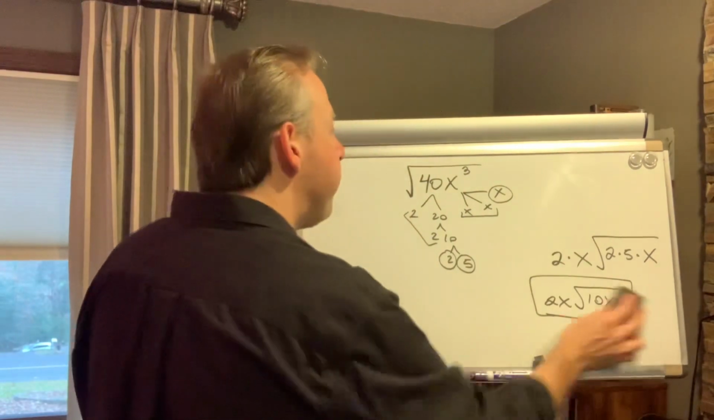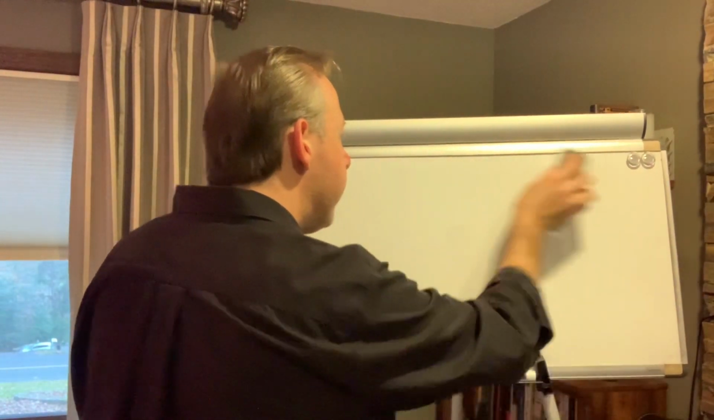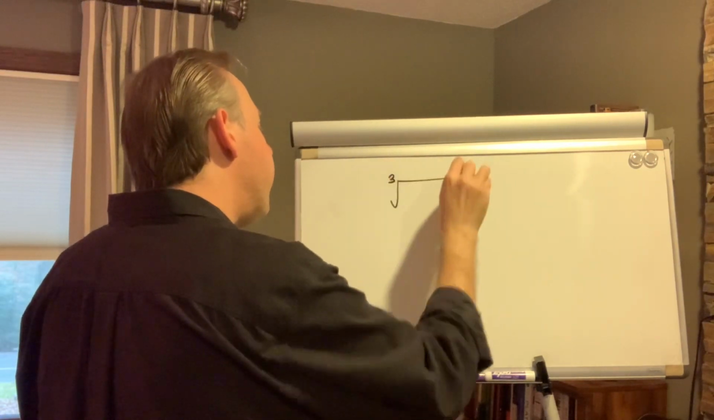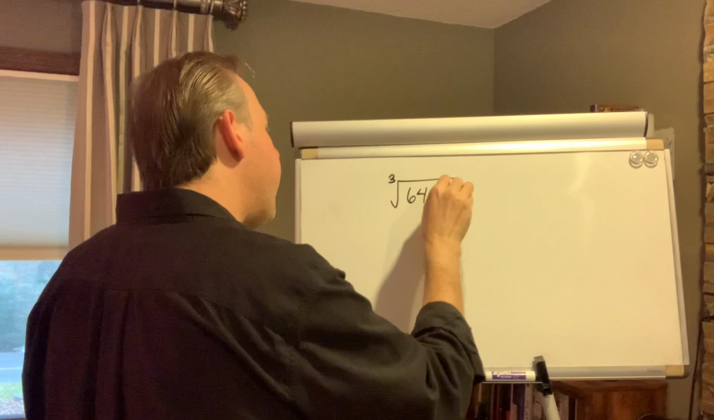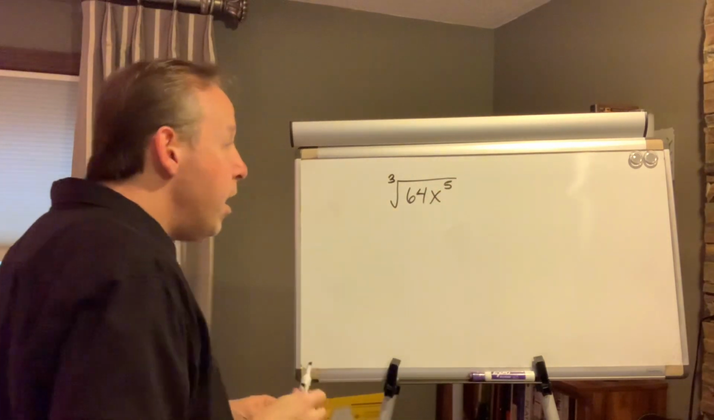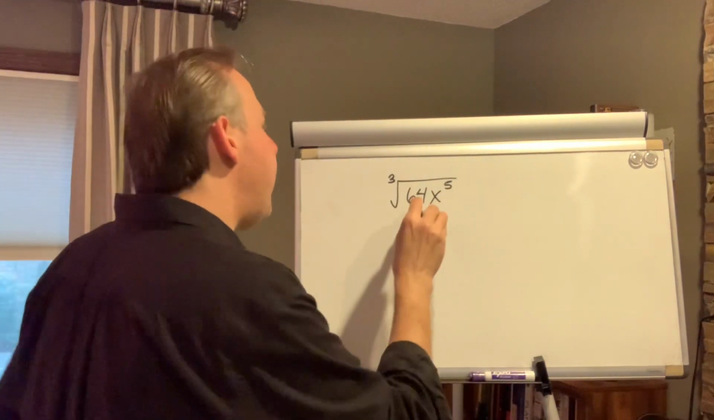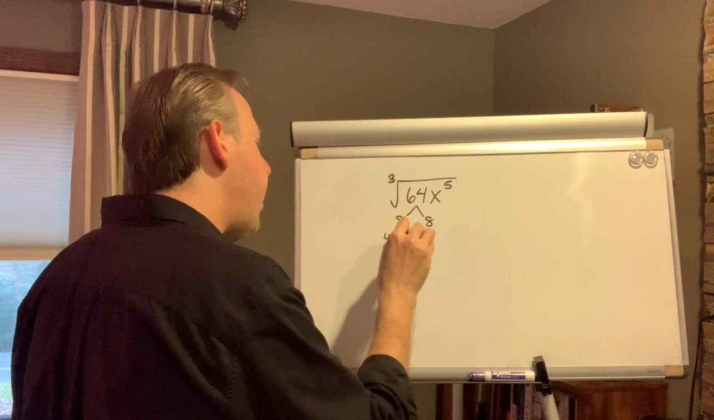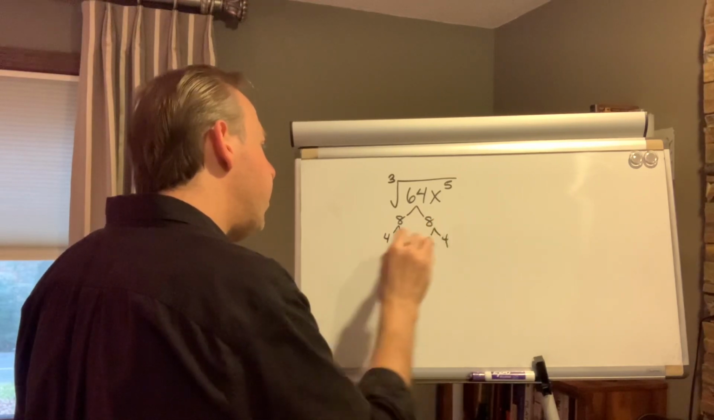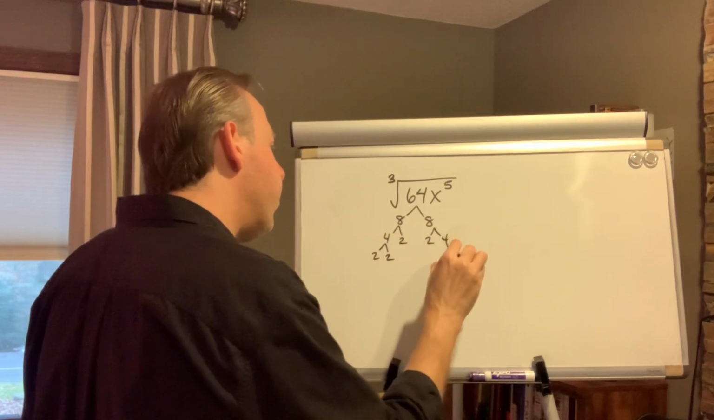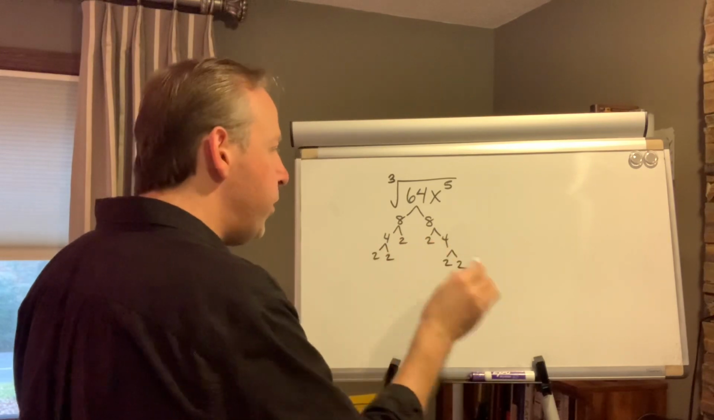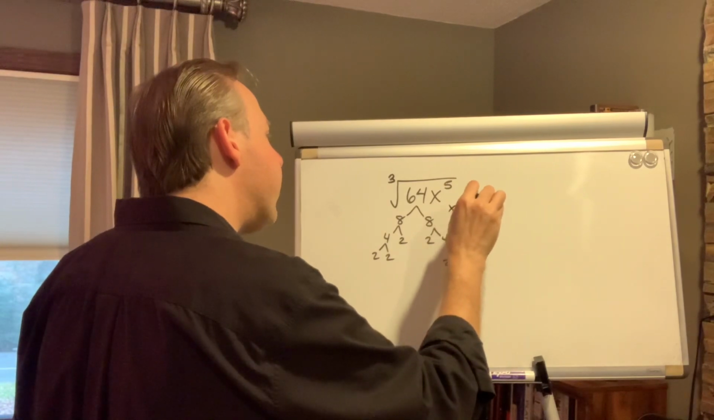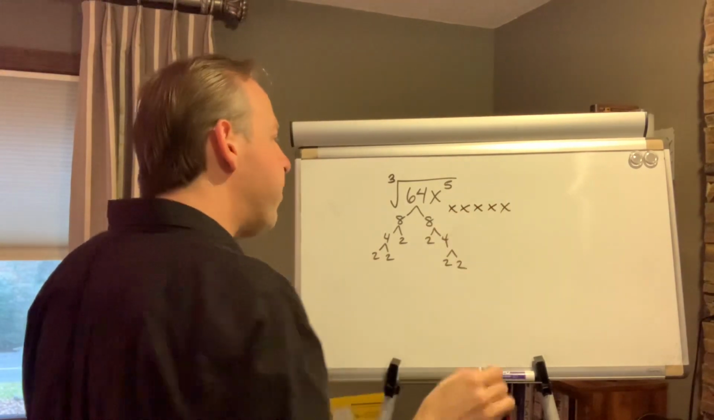Let's do another one. We'll do the third root of 64x to the 5th. So, 64 breaks down. You could do 8 times 8. There's no problem there. Each one of these 8s is 4 times 2. Each one of these 4s is 2 times 2. 2, 2, 2, 2, 2, 2. They're all 2's. They're all prime. The x to the 5th, well, that's just 5 x's. That's what x to the 5th is.